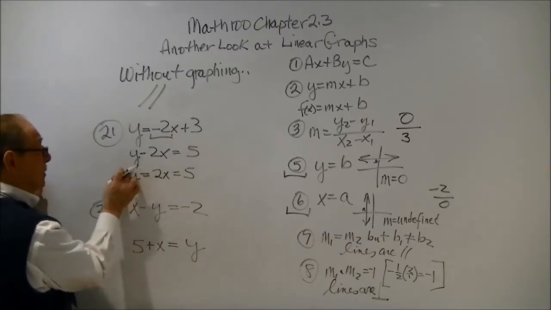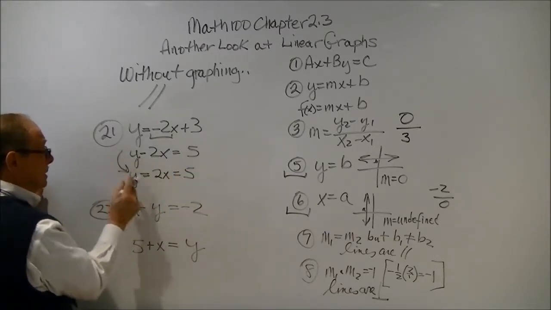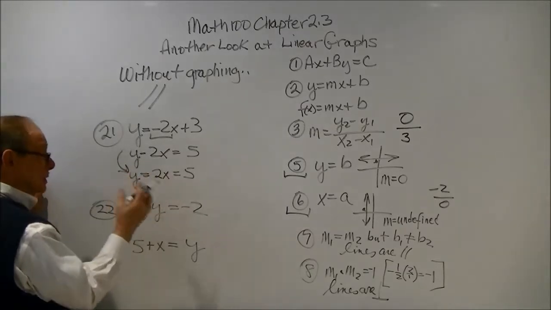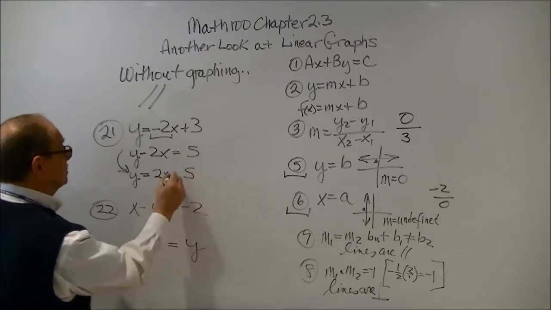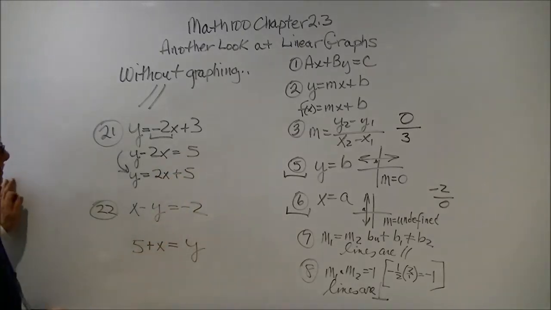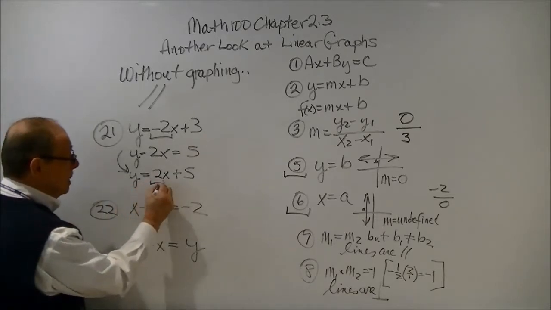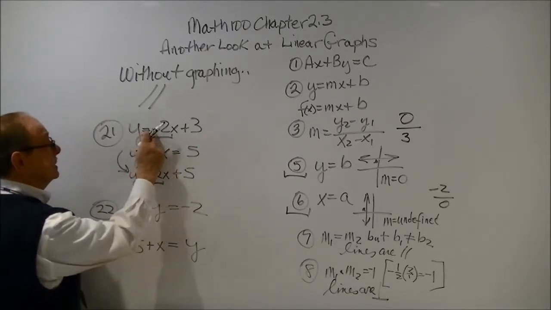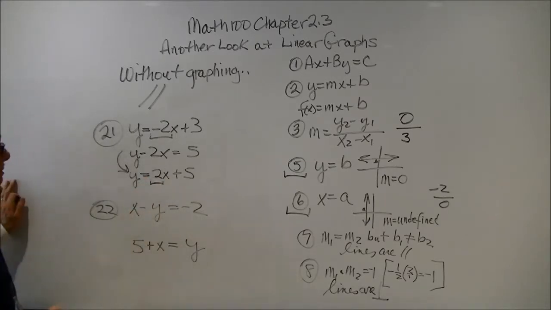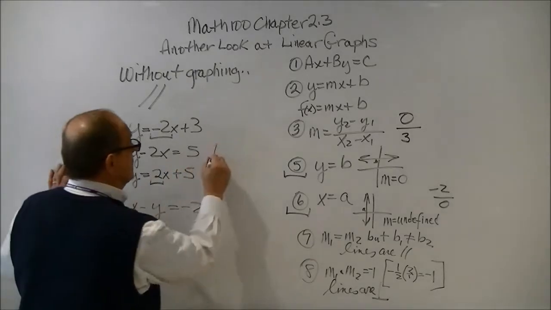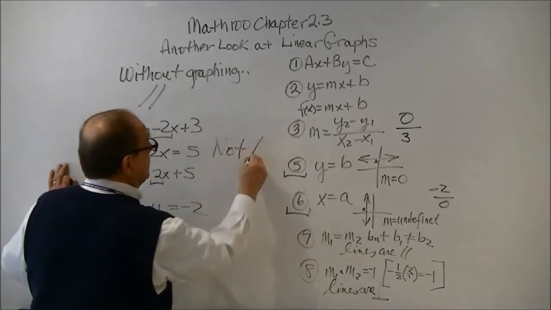Now that I've put this second equation in slope-intercept form, put a plus there, then I see when I compare my slopes, this is a -2, this is a +2. So they're not the same slopes. So these lines are not parallel.